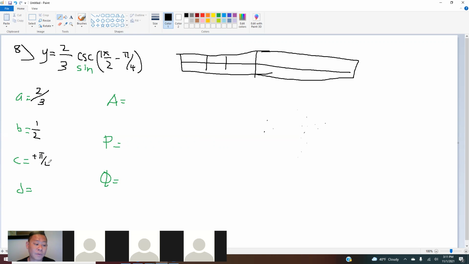Okay. And do we have a D in this case? No. Okay, there's nothing here. What is your amplitude in this case? 2 over 3. So absolute of A, so it's 2/3. Now your period is 2 pi over B, and B in this case is 1/2. So can someone tell me what is 2 pi over 1/2?